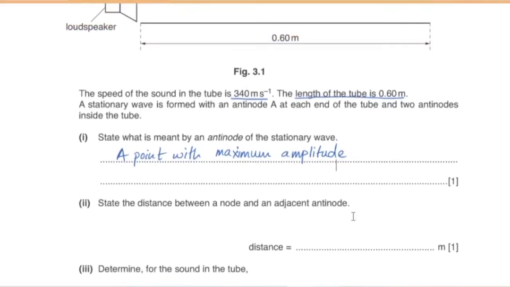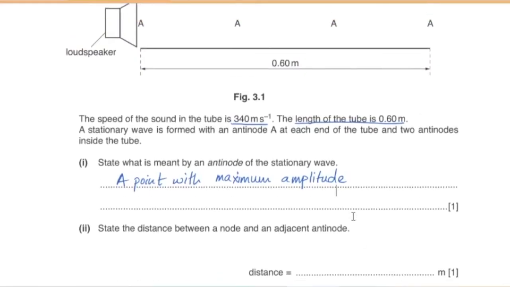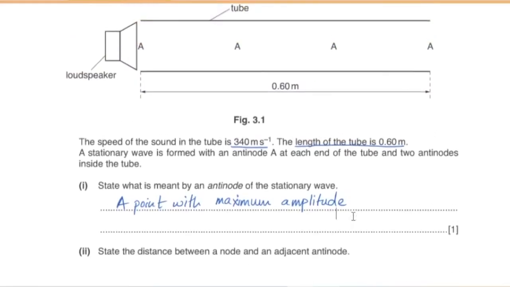Part 2, state the distance between a node and an adjacent antinode. So there are 4 antinodes, 1, 2, 3, and 4, and 2 adjacent antinodes are what distance apart? So 0.6 meters in total it takes for 4 antinodes. So these 2 antinodes, they are 0.6 by 3, that is equal to 0.2 meters apart.